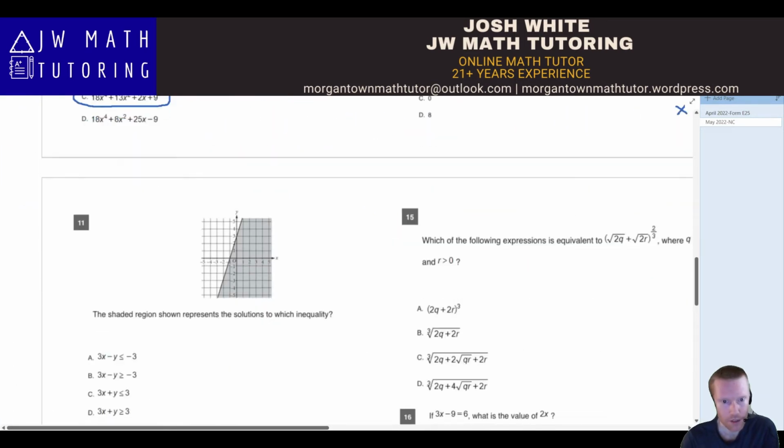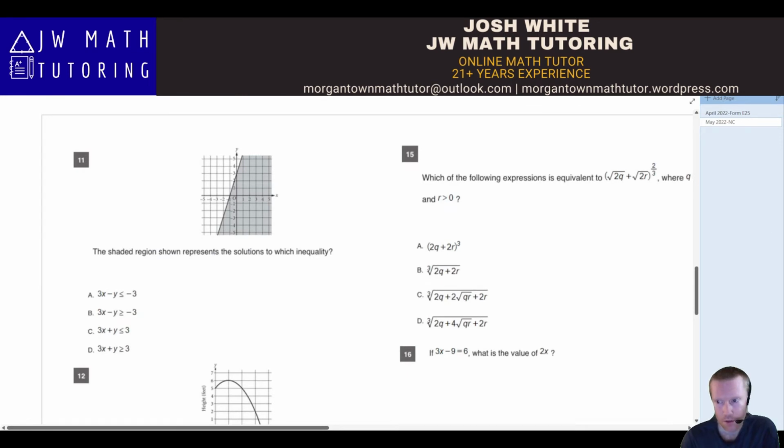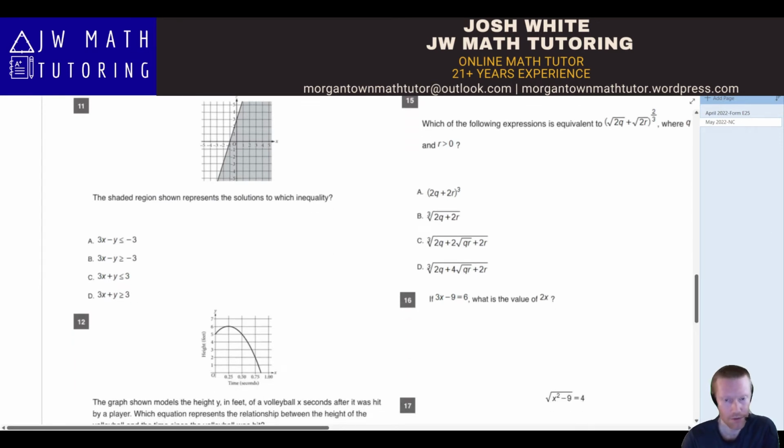Now moving on to the second half of problems. First up, we have problem number 11. Here you have a linear inequality in two variables, which is graphed out. There are multiple ways you could do this. The way that I chose to do it, which I think is the easiest, is to pick a test point that is in the solution, i.e. where it's shaded, and plug that into every single problem and see which one it works in.